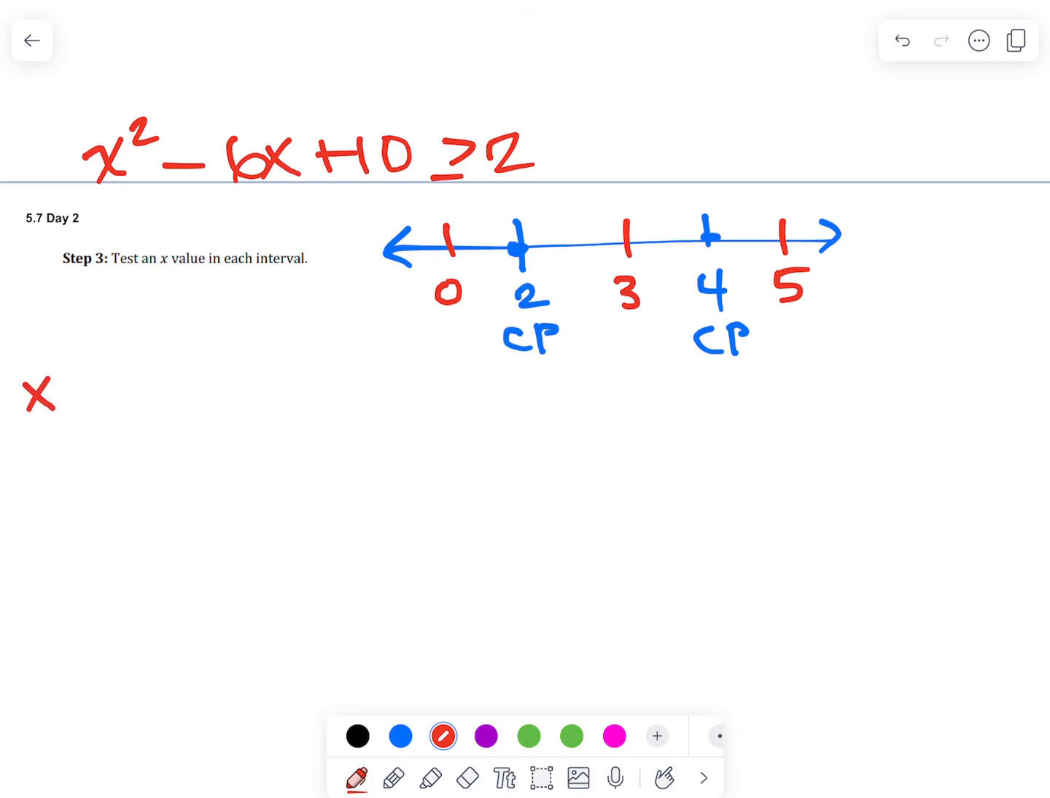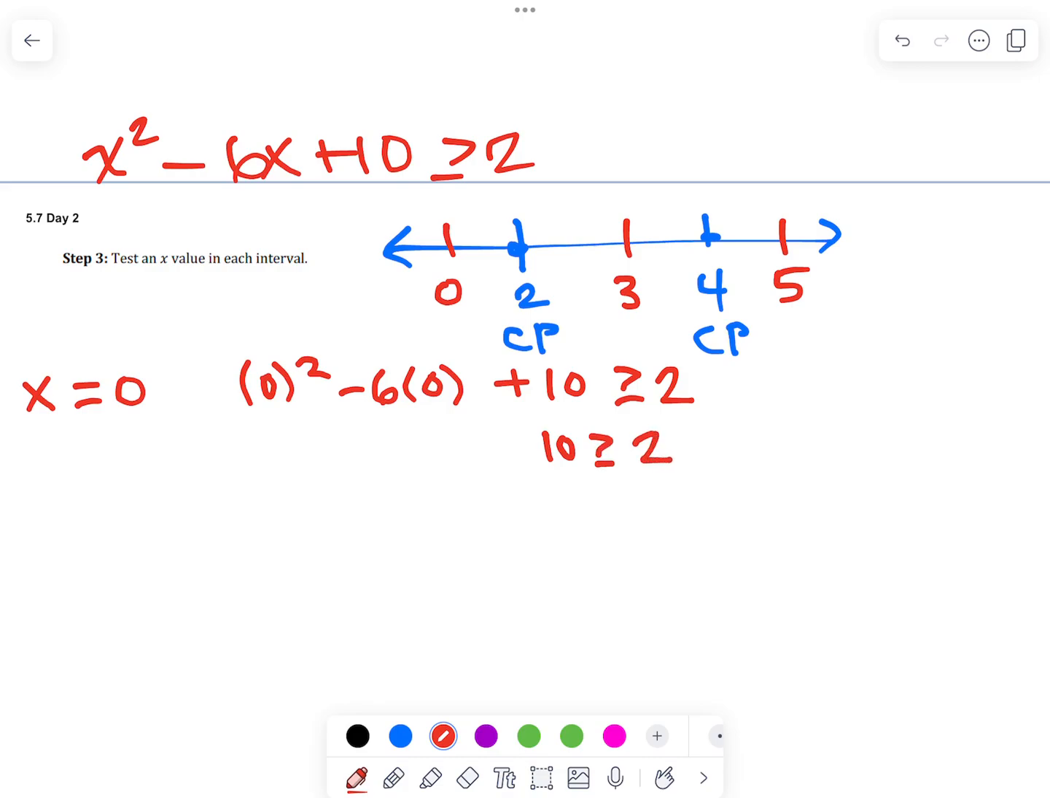So let's start with 0. So we substitute 0, and so it's less than 2. So 0 squared minus 6 times 0 plus 10 greater than or equal to 2. And then we simplify it. Is 10 greater than or equal to 2? That's true. So we put a plus symbol there.